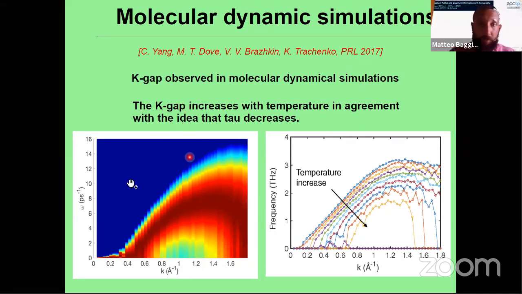And this is what they see. You can see here, this is, for example, a simulation. And you can see that the frequency starts more or less from a finite k value. And the shape looks pretty similar to what we were discussing. And the other funny thing is that, increasing the temperature, this shape moves more to the right.